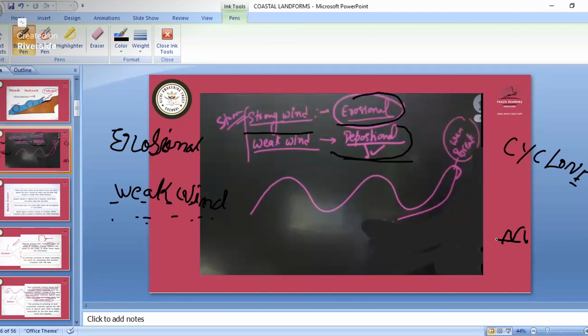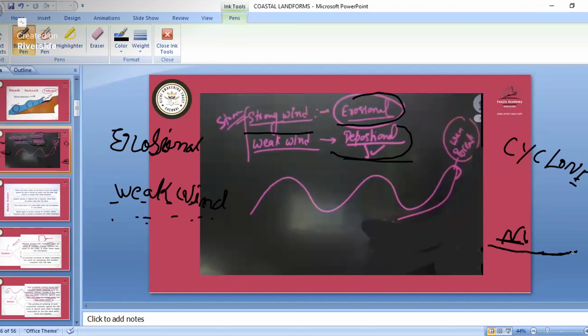If the wind is weak, then there is deposition formation of waves. When it is bringing the sediments from the seaside, what will happen when the weak wind is there? When it goes near the beaches or coast area, there we have weak wind, so the swash will be of somewhat less energy.